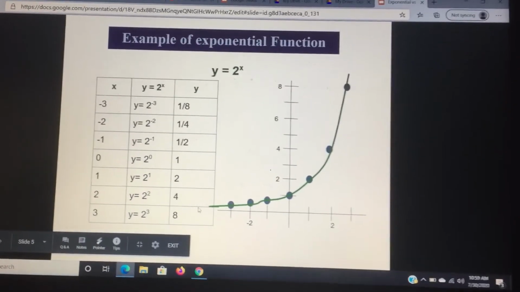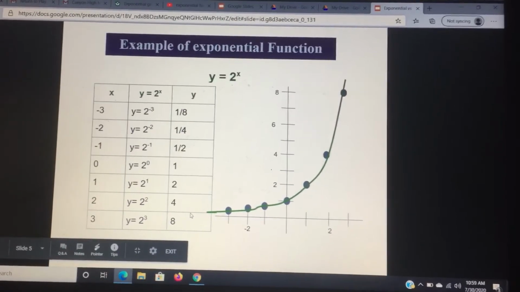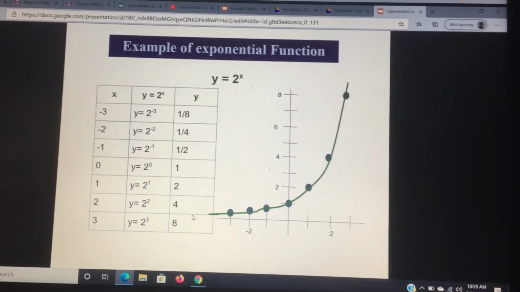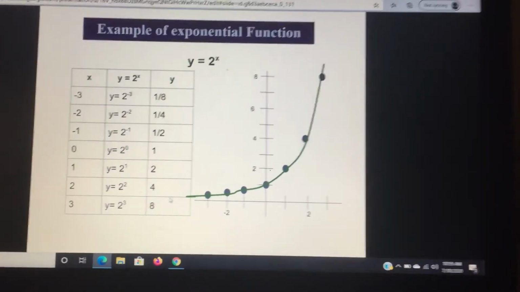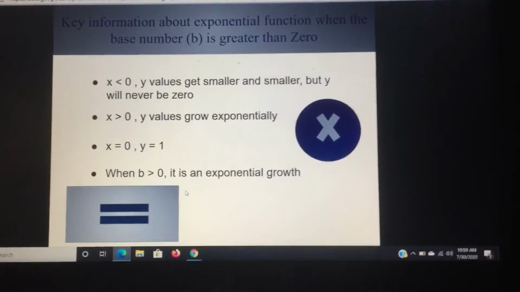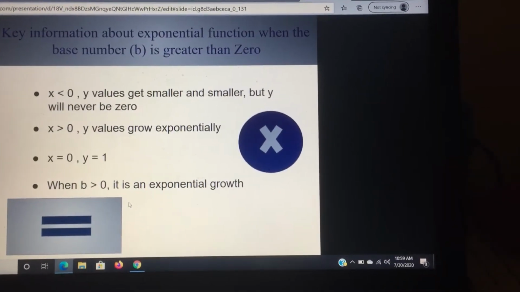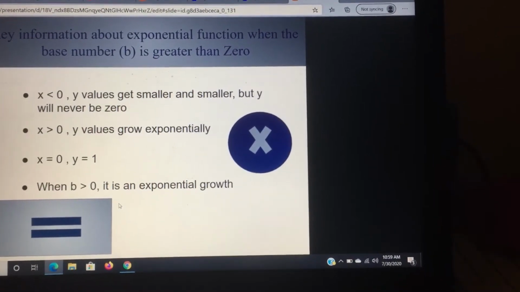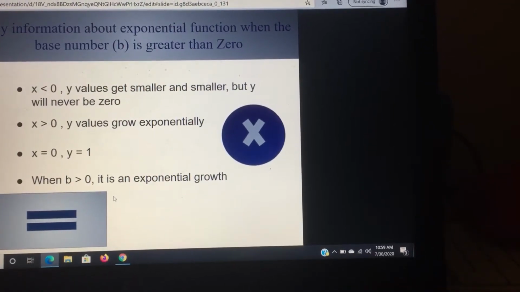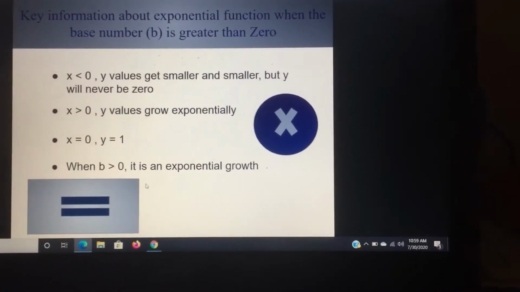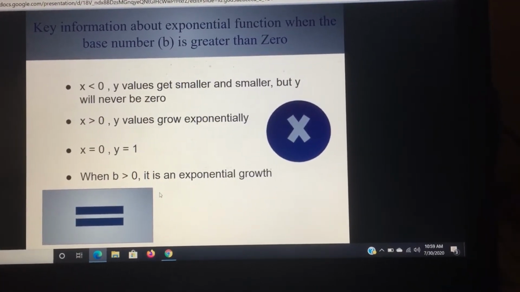It gets very, very small. As the x value gets extremely small, our y value gets very, very close to 0. So here are some key features to remember. When x is less than 0, y values get smaller and smaller, but y will never be 0. And as x is greater than 0, the y values grow exponentially.